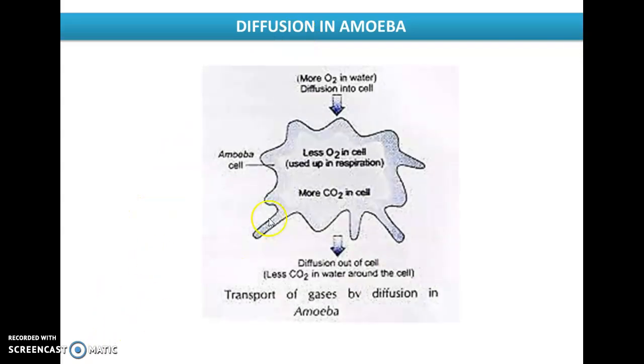For example, diffusion in amoeba. When amoeba perform respiration, then the exchange of gases takes place, like exchange of carbon dioxide and oxygen. How does it happen in a unicellular body like amoeba, as there is no respiratory system? What happens here, when the concentration of carbon dioxide is increased inside the amoeba body as compared to its external environment, the movement of carbon dioxide takes place from higher concentration, which is inside, towards the lower concentration, which is outside of the amoeba body.